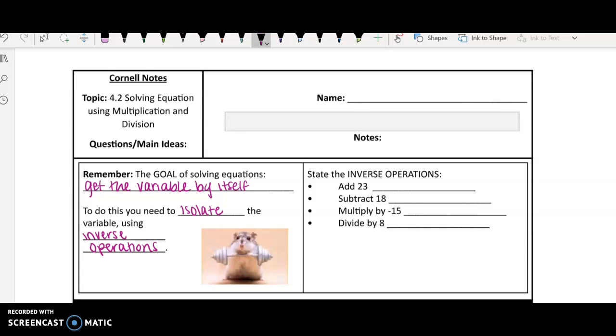So for example, if we're adding 23, we would subtract 23. If we are subtracting 18, then we need to add 18. Multiplying by negative 15, we are going to divide by negative 15. We keep our sign when we're multiplying and dividing. And then divide by 8, that means we are going to multiply by 8.